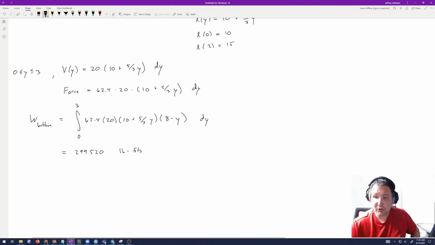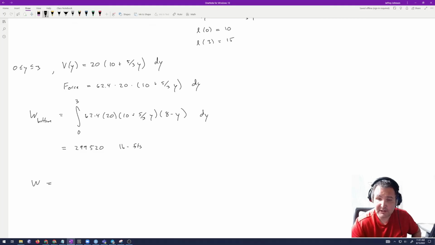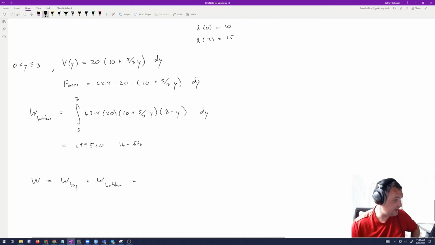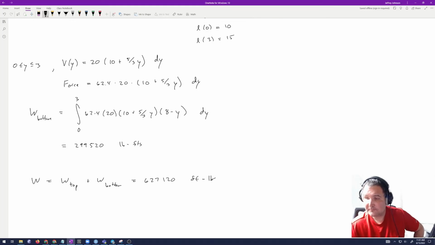And so the total amount of work is the work from the top plus the work of pumping out of the bottom. And that's going to be you add these two numbers together and you end up getting 627,120 foot-pounds.